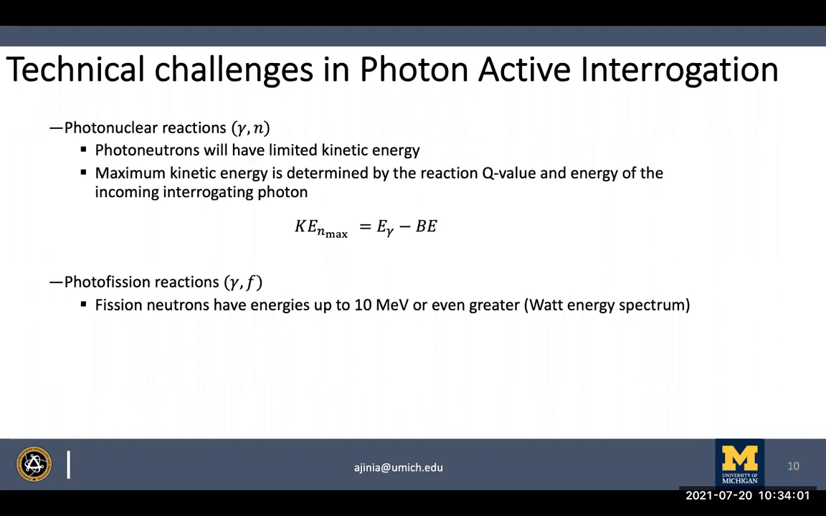But in the photofission reaction, this is not the case. When fission happens, we know that neutrons are emitted with the Watt energy spectrum, and in the Watt spectrum you get neutrons up to 10 MeV in energy or even higher. So we get plenty of high energy neutrons, and we can use this energy information to separate out fission neutrons from photodisintegration neutrons. Any questions on this?